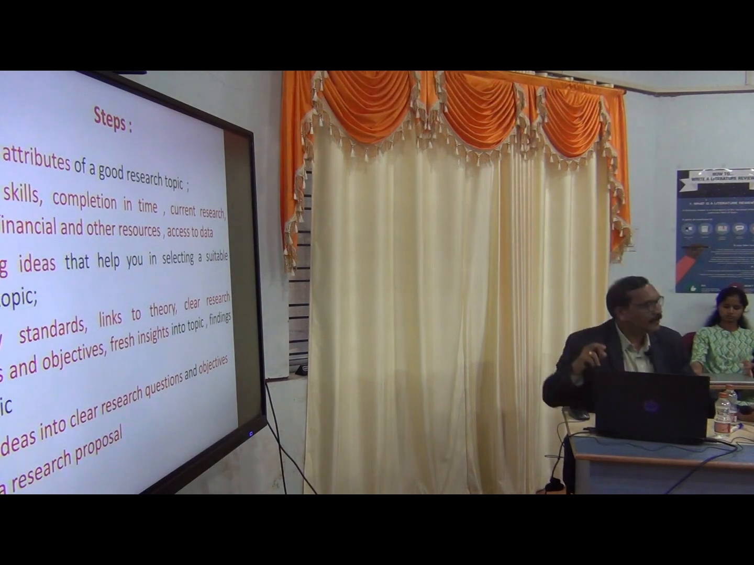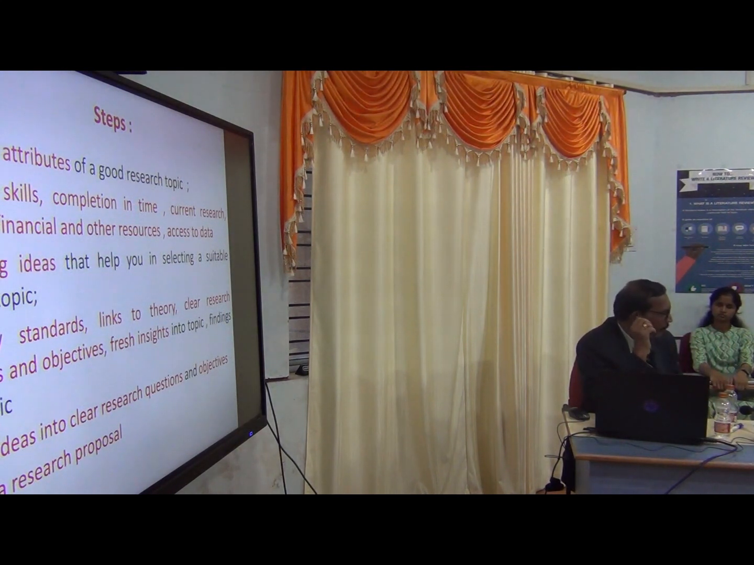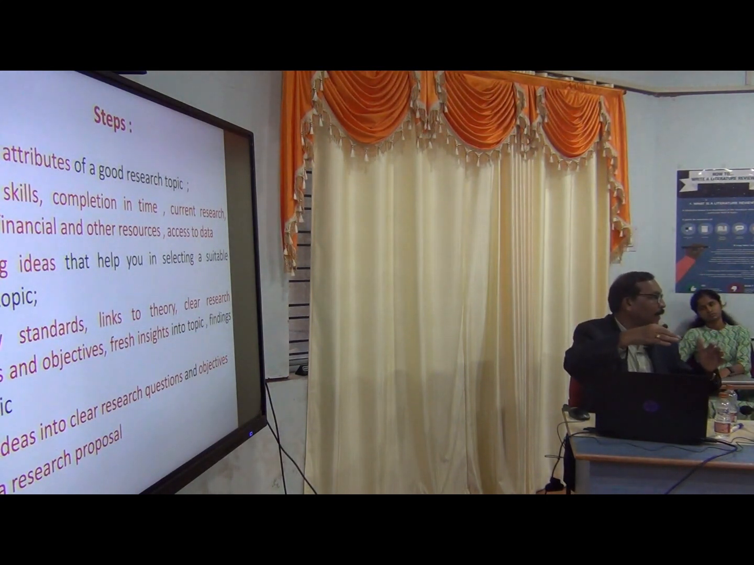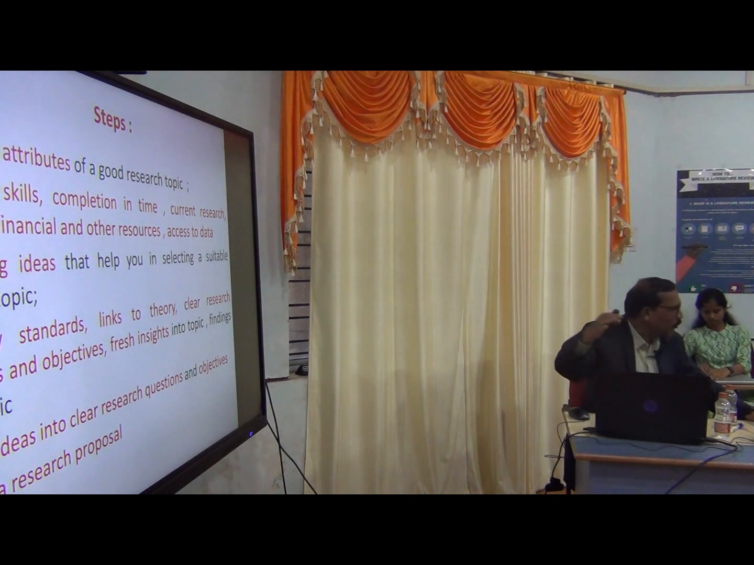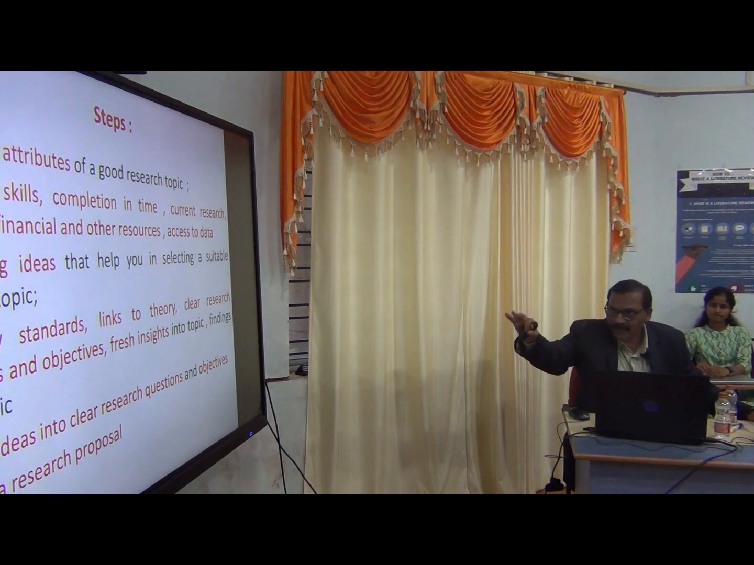Then generating ideas. When you want to work on a particular topic, think over that. In which perspectives you can look at it, what dimensions you can explore on that topic, how you can extract different aspects of that topic. And your ideas will enable you to say yes, there is a sufficient scope, an adequate scope to work for PhD on that topic, then you can proceed further, otherwise no.